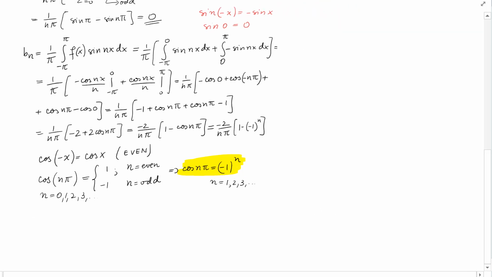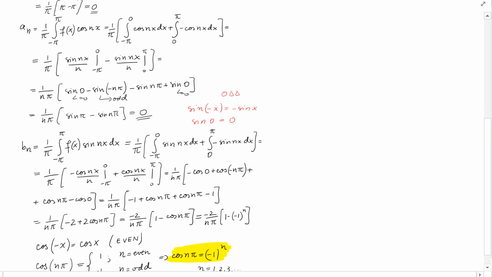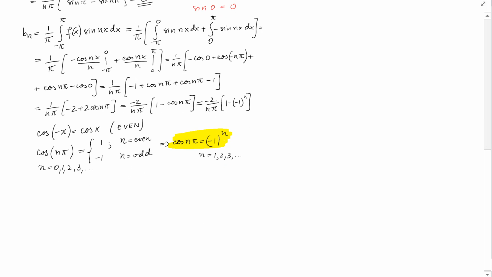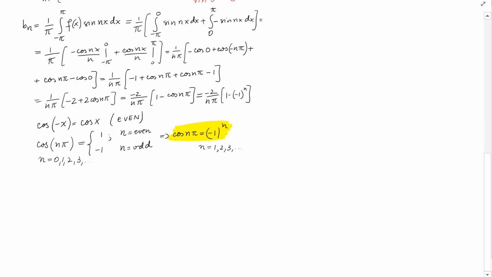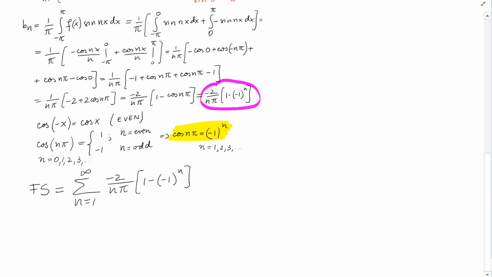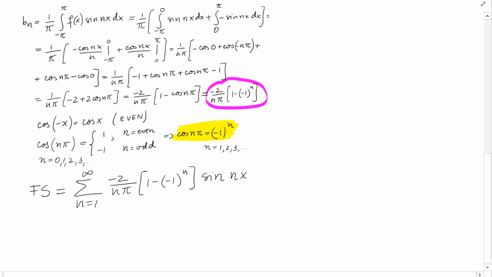So we calculated all the constants. We saw that a sub 0 is 0, a sub n is 0, b sub n gave us a value. So what does that mean? It means the Fourier series is going to be equal to the sum, as n goes from 1 to infinity, of b sub n, which is given by this expression: negative 2 over n pi times 1 minus negative 1 to the n, and then times sine of nx. So this is the Fourier series of the function that we started with.